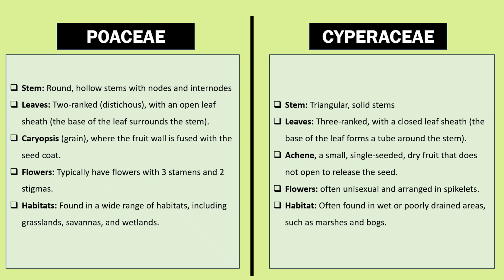Talking about the habitat, the Poaceae family is wide. The habitats are very wide in nature, including grasslands, savannas, wetlands, or even normal roadsides. You will find many Poaceae. But Cyperaceae are mostly found in wet places or poorly drained areas, wetlands, marshes and bogs. So these are the habitat differences, and other morphological characteristics that are different from one another.